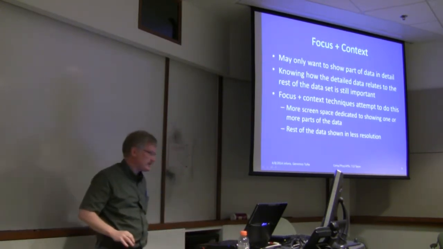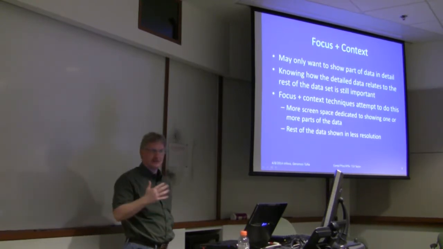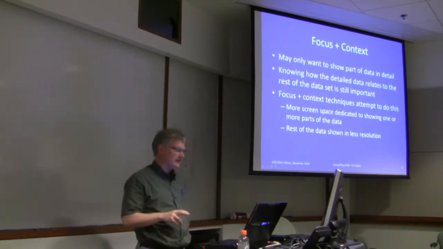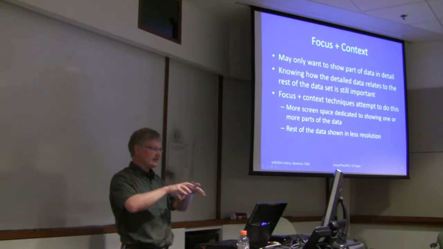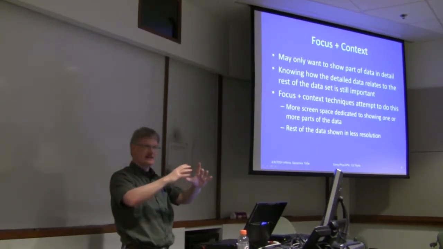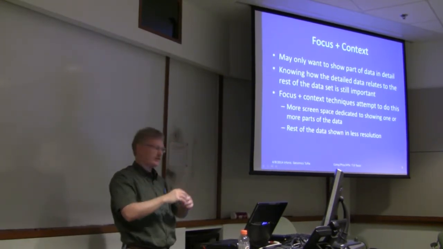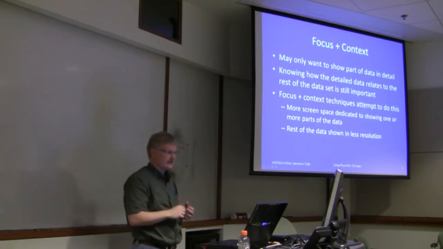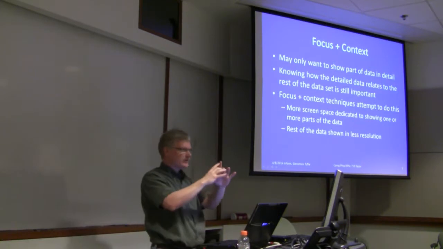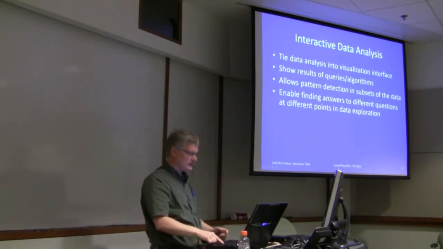Starting out with thinking about focus plus context, this is also true in scientific visualization. We've seen this in some of the homework projects. You may only want to show part of the data in detail, but you also want to know how that detailed data relates to the rest of the grouping. Is this 1% of the data? Is this 90% of the data? Are the rest of the clusters laid out similarly to this one? Are they different? Focus and context try to do that, where they dedicate some screen space to part of it, and then move everything else to the side.